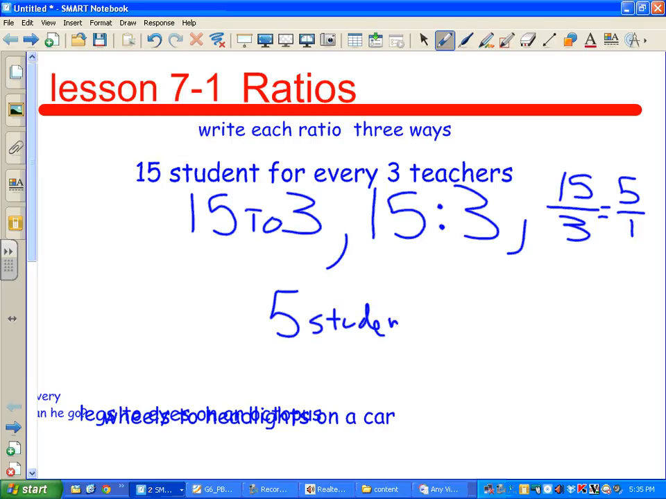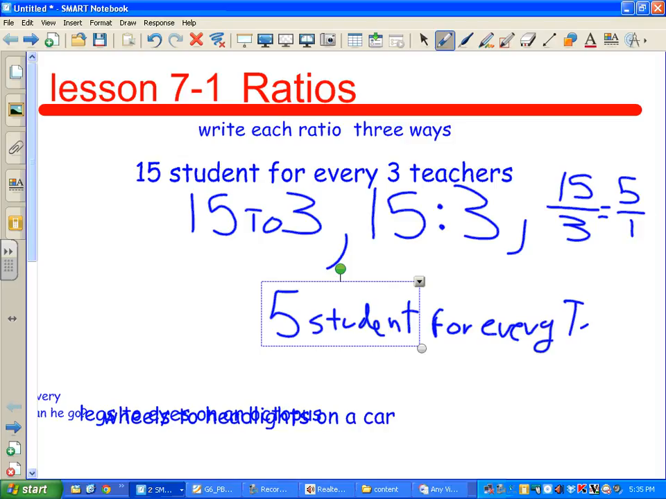students for every teacher. That's where the simplification thing works out. Okay? We use simplified fractions all of the time. Think of miles per gallon. All it is a simplified fraction, or a simplified ratio.